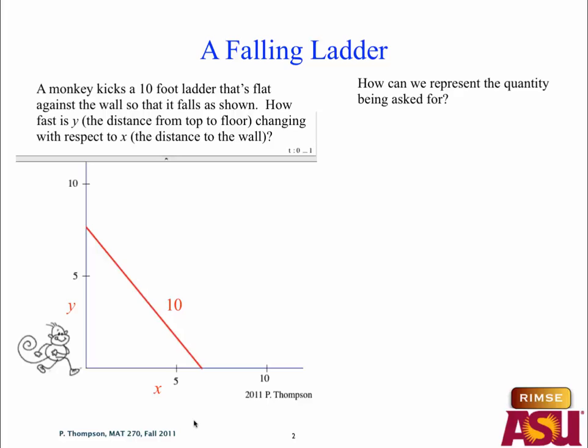So the quantity being asked for: how fast is y, the distance from the top of the floor, changing with respect to x, the distance to the wall? What are we asking for there? How can we represent that symbolically or mathematically? The rate, how fast y is changing with respect to x. You should all know what that is. Yeah, dy over dx. That's the rate of change of y with respect to x, or we also use y prime for that.